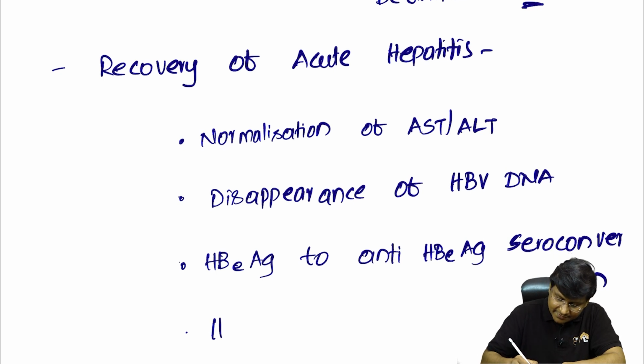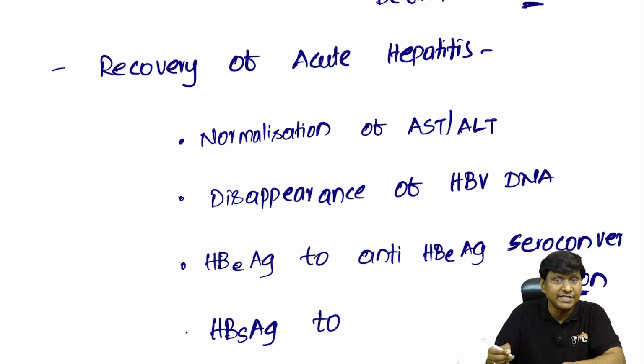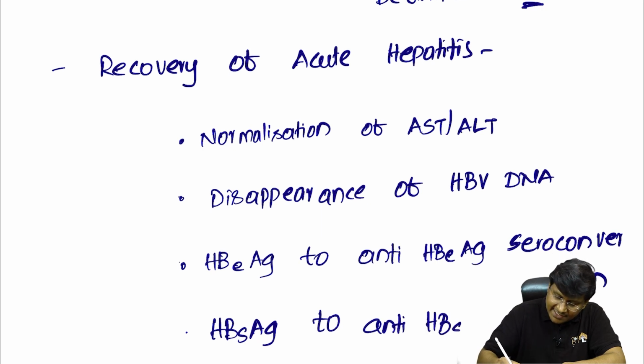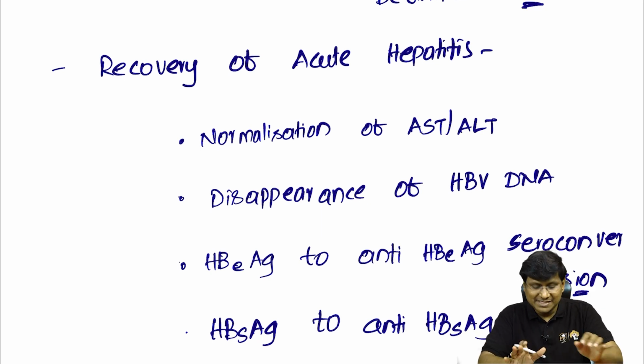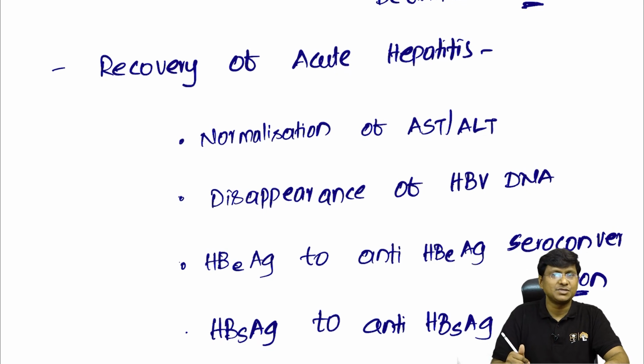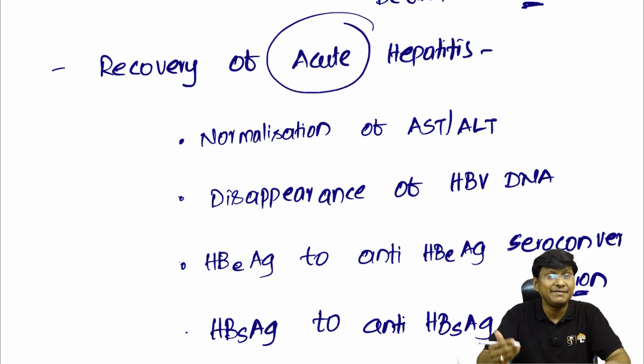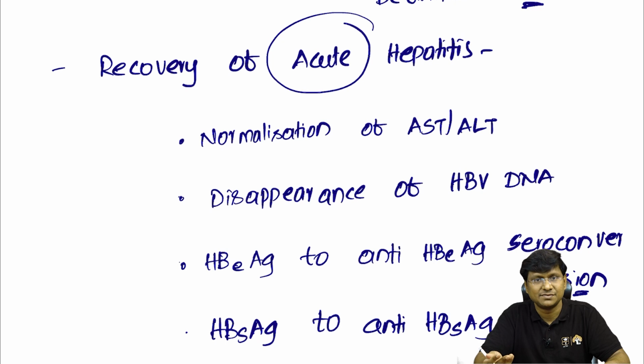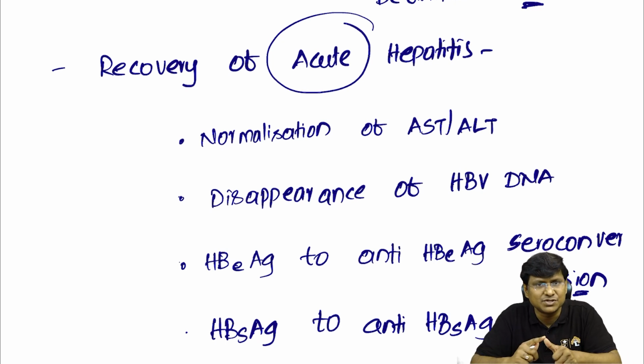And not only that, the surface antigen HBsAg will undergo seroconversion to anti-HBs. Seroconversion will be there. Okay, so these are all the parameters which tell you that there is recovery of the acute viral hepatitis, right? So the serological marker that is first to appear is HBsAg, right?